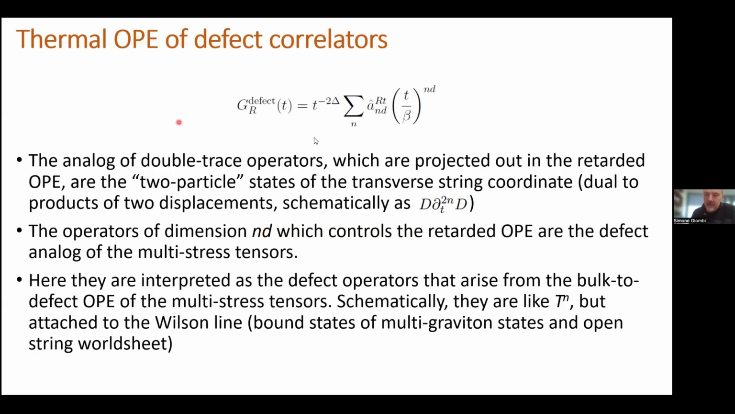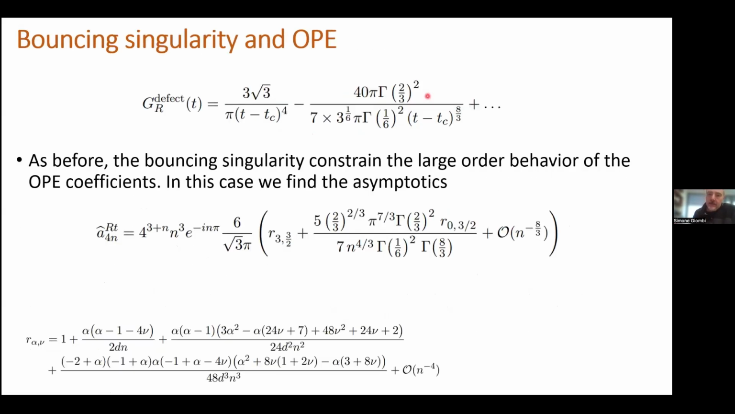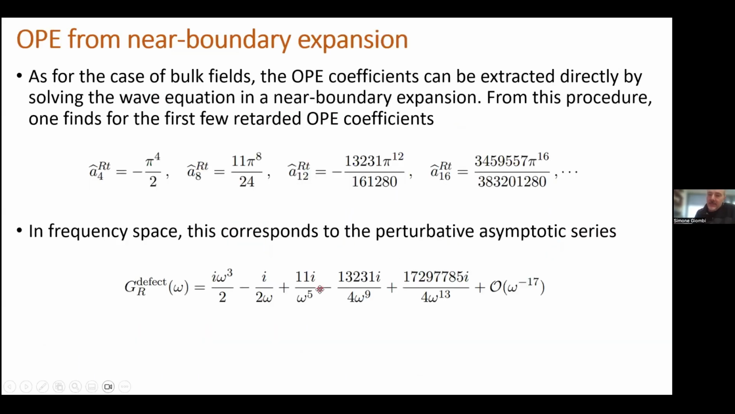You still have this OPE expansion that goes in powers of 1/n in d equal 4. Okay, and you can do the same analysis that I did before to deduce what this kind of singularities imply for the large order behavior of the OPE coefficients. And this is what you get. And again, you can match this precisely to the near boundary expansion.